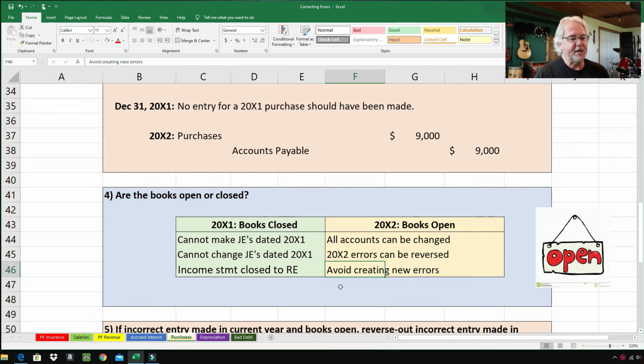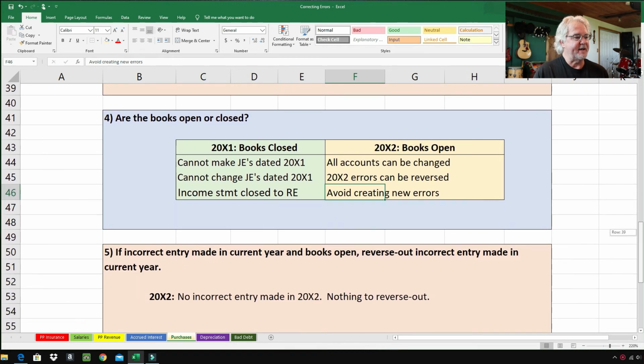And also in 2002, we want to avoid creating new errors. It is so easy when you're correcting errors to make things worse. And I have done that. And fortunately, though, it's easy to fix. If you discover that the correcting entry that you've done is incorrect, just reverse it out and start over again. Try something different. So step number 5.